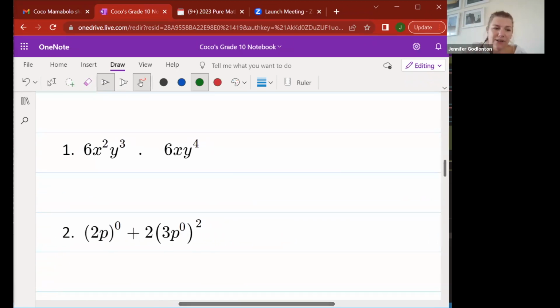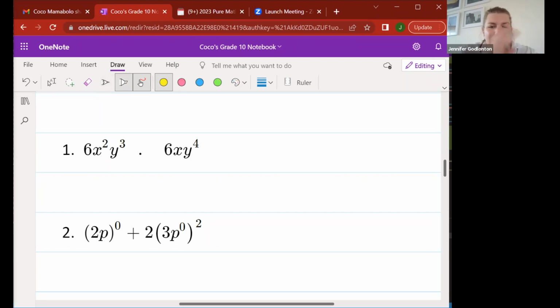Some of these are going to feel nice and easy, and some of them are going to feel a little bit more stressful. But when you're working through these, the first thing you need to do is think about your numbers. You're going to be thinking about those constants, and then you're going to look at your variables, each variable separately.